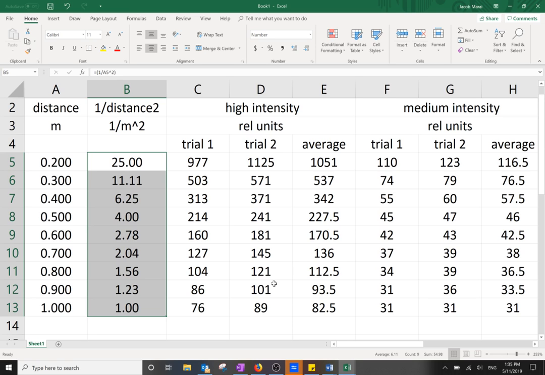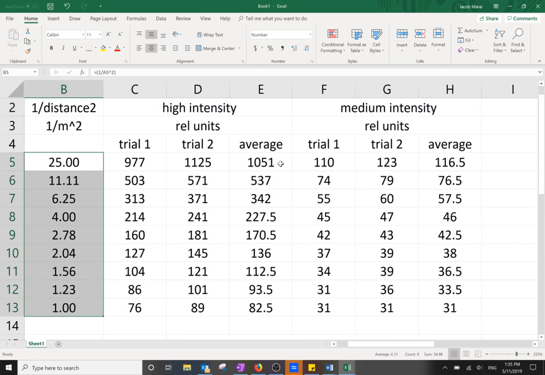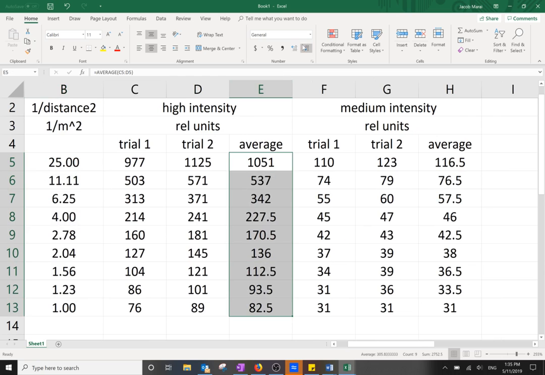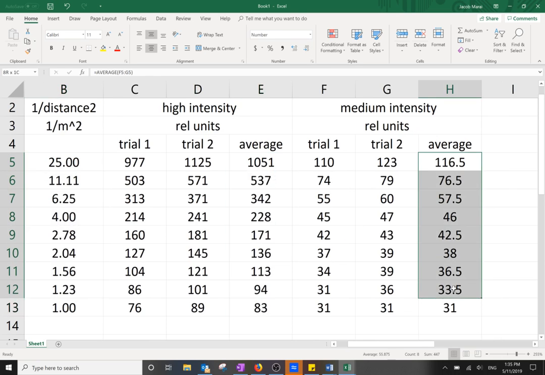Our lux readings were to the nearest 1 lux, and so that's all cool. Our averages, maybe we want to express them to the nearest, it doesn't really matter. The numbers are still there, it's just how we display them. So I might just highlight this, round these, and decrease the decimal. There we go, that's looking nicer.